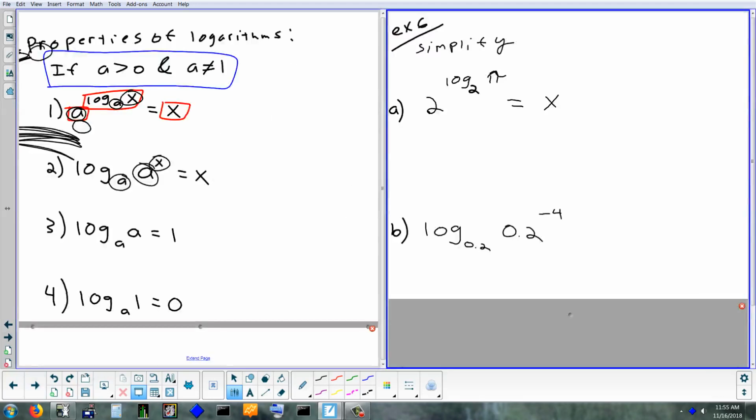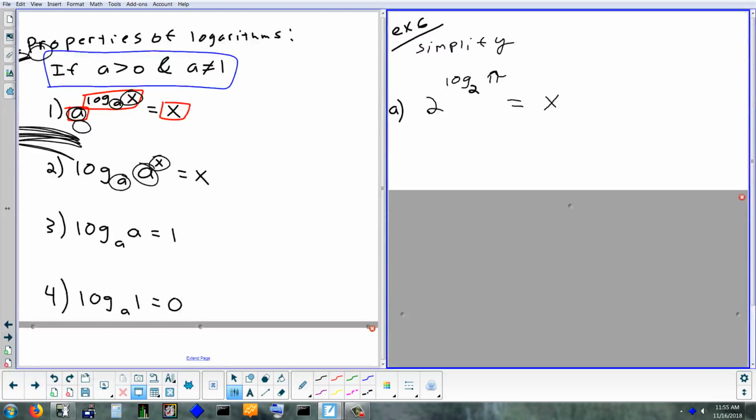So let's see if we can recognize which property this one is. So the properties are 1 through 4. Which one is the first one? A. It's property 1. It's where you have a log up in the exponent, and the base on the log matches the base down below. So when you do that, something's going to cancel out, and what are you going to be left with? Pi. That's the answer.